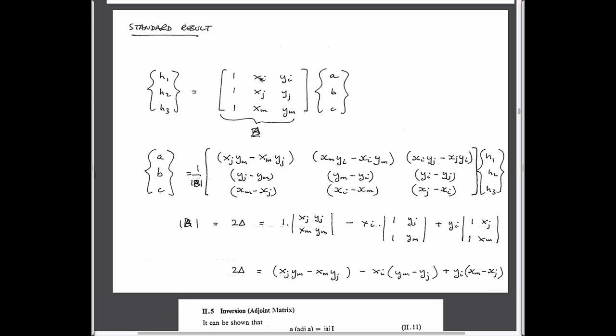The term that goes here must be xm and yl. This actually is this term, isn't it? It's this times 1 times this times this.